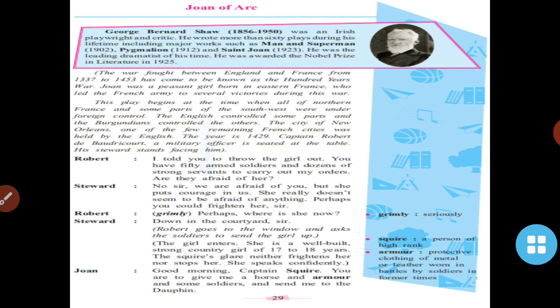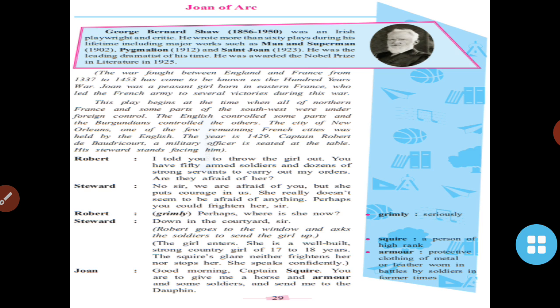We can say natak, which we play on a stage. This kind of natak, he wrote 60 plays during his lifetime, including major works such as Man and Superman in 1902 and Saint Joan in 1923. He was the leading dramatist. Now what is the meaning of dramatist? A dramatist means a writer. He was awarded the Nobel Prize in Literature in 1925.